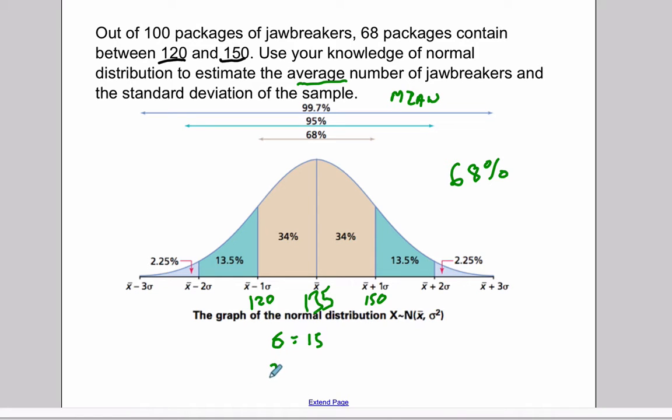So again, our mean here is going to be 135, and our standard deviation is going to be 15.